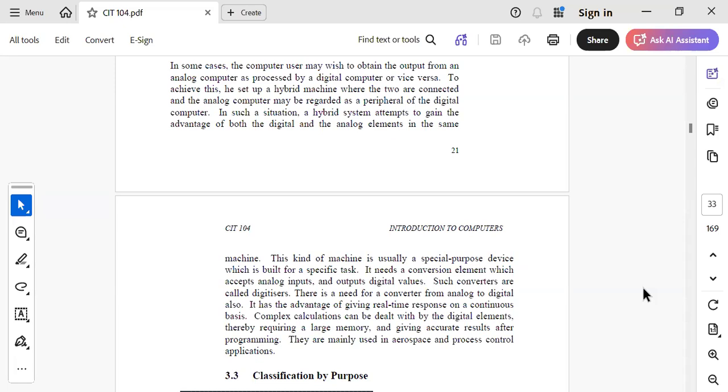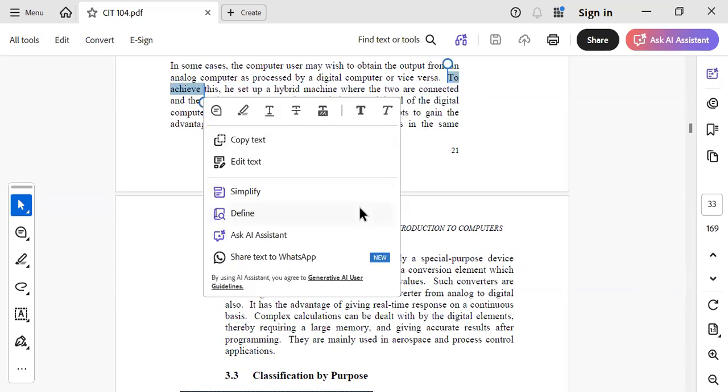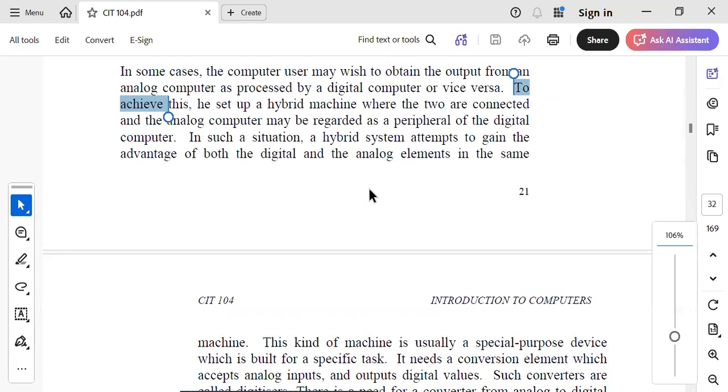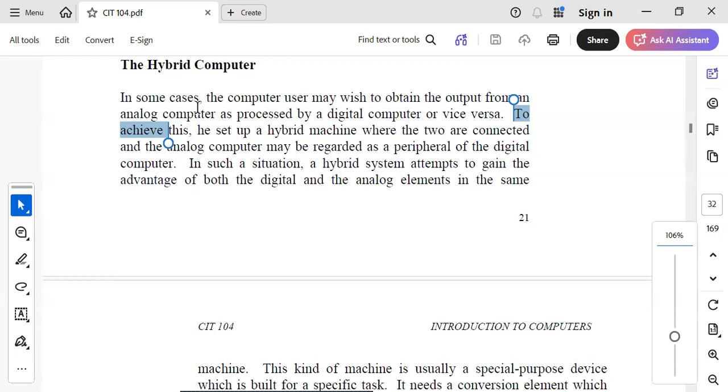Then you started by saying, to achieve this. The next thing you said was, to achieve this, which means you are now trying to explain to me the topic sentence. The topic sentence has already been given, that in some cases, the computer user may wish to obtain the output from an analog computer as processed by a digital computer or vice versa. Now I know that there is something to discuss. Then you started the discussion, to achieve this. The method used there is discussion and a touch of explanation, like you mentioned. So they try to discuss the topic.